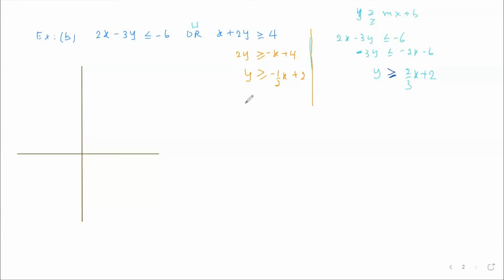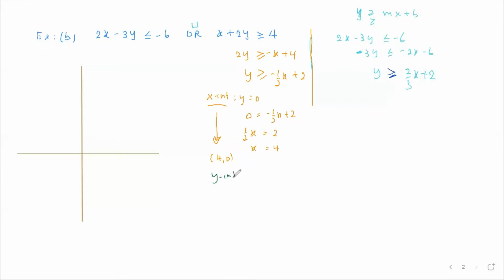Start to find this one. We can find the x-intercept first, right? X-intercept: y equals 0. So we have 0 equal to negative 1 over 2x plus 2. So move this one, it becomes 1 over 2x equal to 2. Then x equals 4. Okay, so that means the x-intercept becomes x 4, y 0.